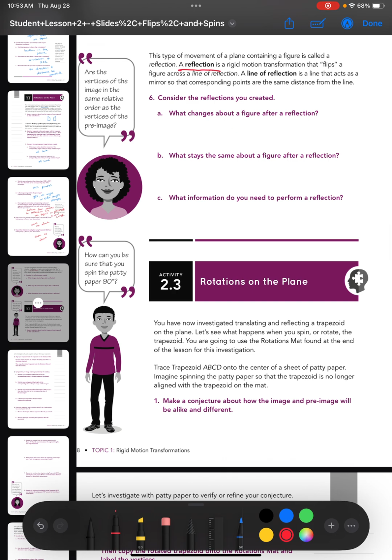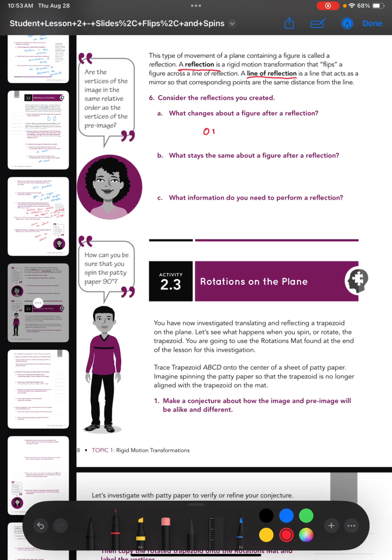You might also simply call it a flip. So that's simply what a reflection is doing. And a line of reflection is a line that acts as a mirror, so the corresponding points are the same distance from that line. So 6, what changes about the figure after the reflection?